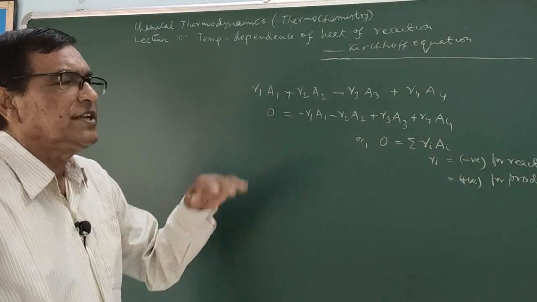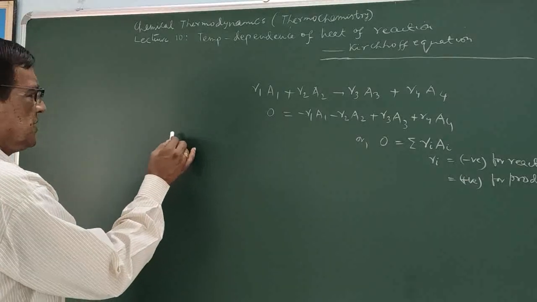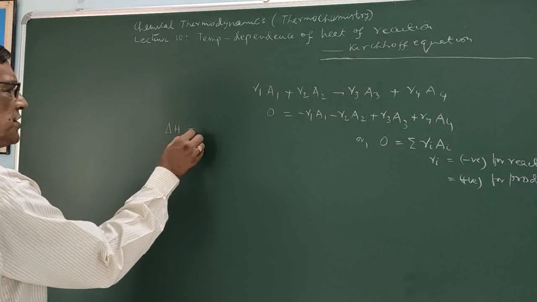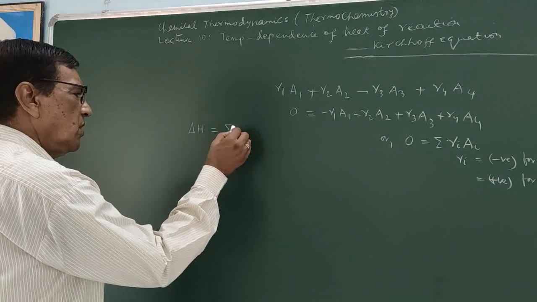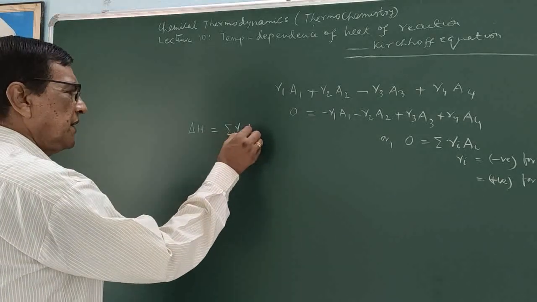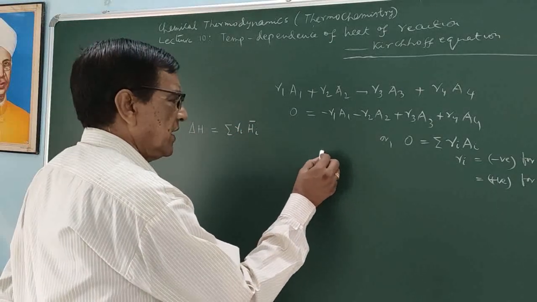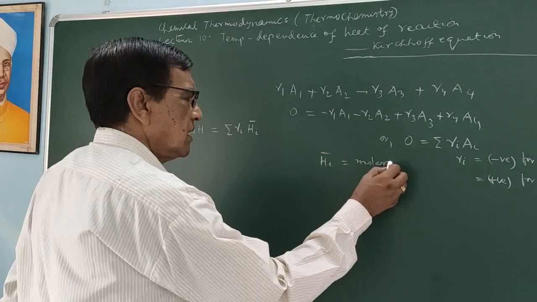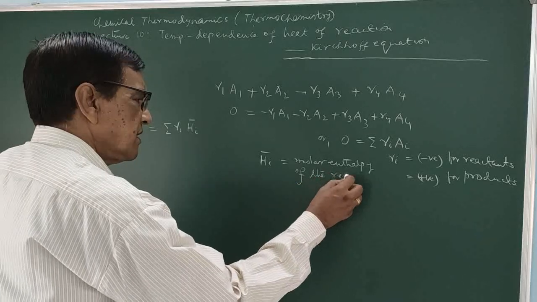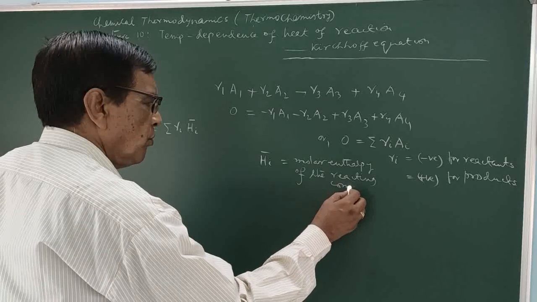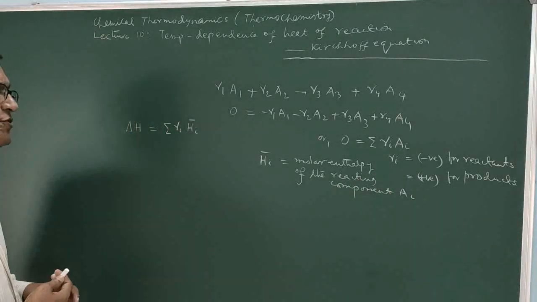So the heat change at constant pressure, that we call the enthalpy change of this reaction, could also be written in this way: summation of nu I and H I bar, where H I bar is the molar enthalpy of the reacting component AI, and nu I its stoichiometric coefficient.